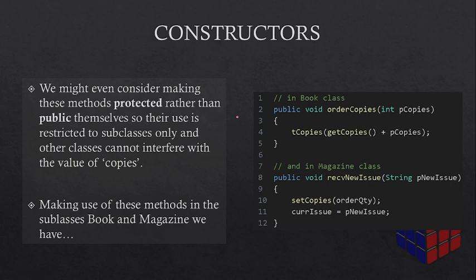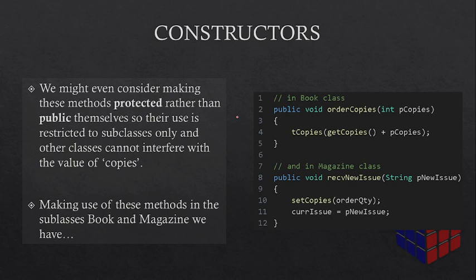So here we might even consider making these methods protected rather than public themselves. So their use is restricted to subclasses only, and other classes cannot interfere with the value of copies. So instead of public, we can just set them as protected.